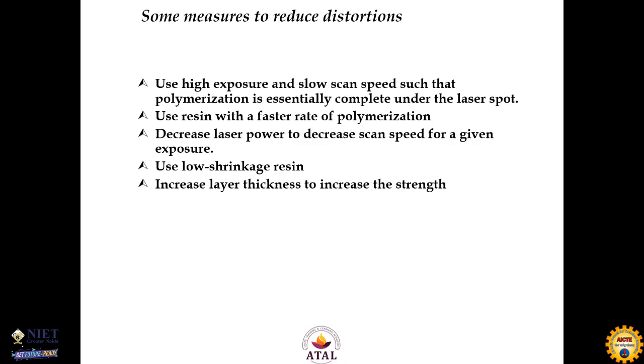Use resin with a faster rate of polymerization. We have to select a resin on the basis of the polymerization speed. Decrease laser power to decrease scan speed for a given exposure. Use low shrinkage resin. Increase layer thickness to increase the strength.